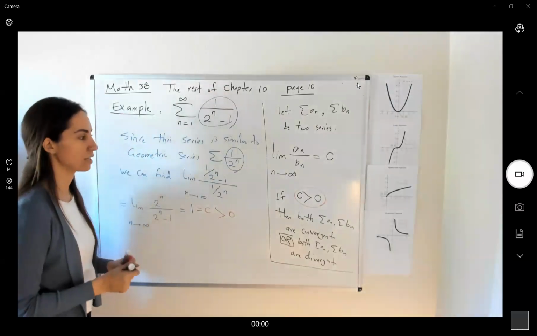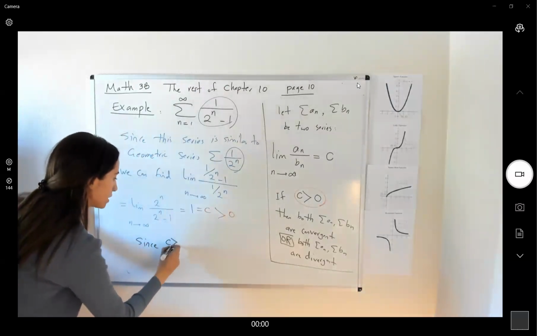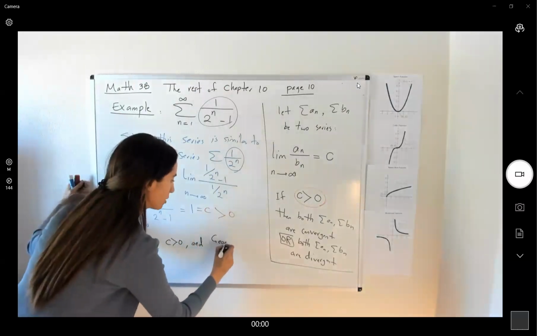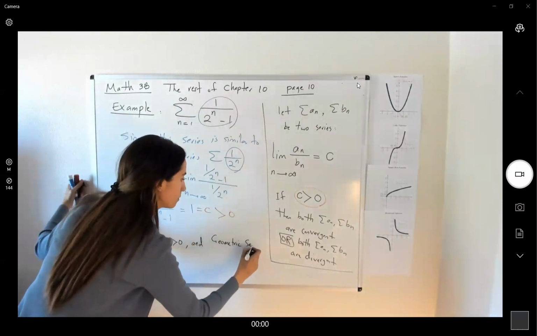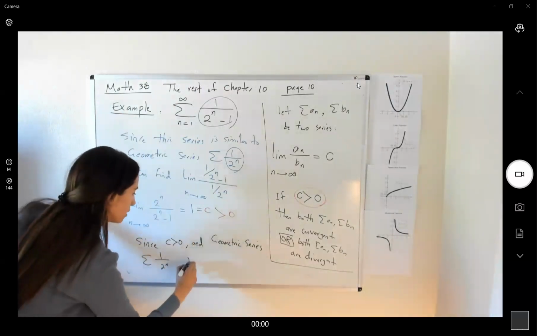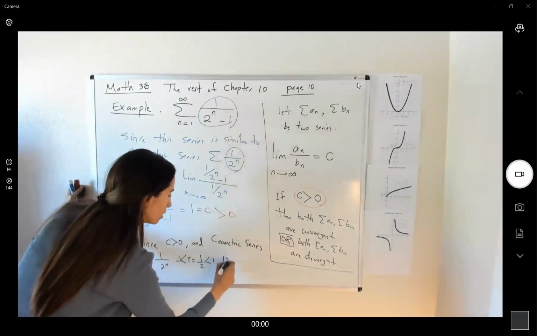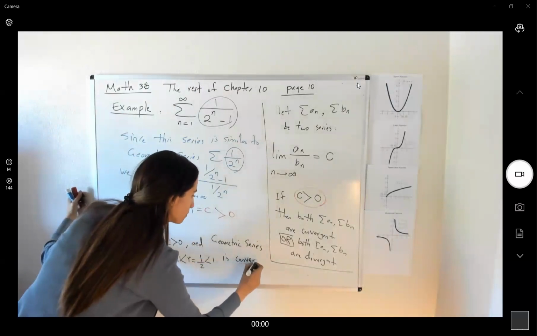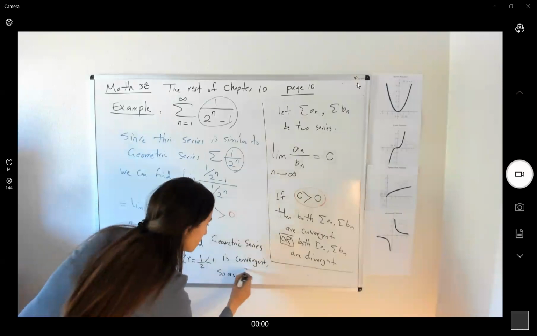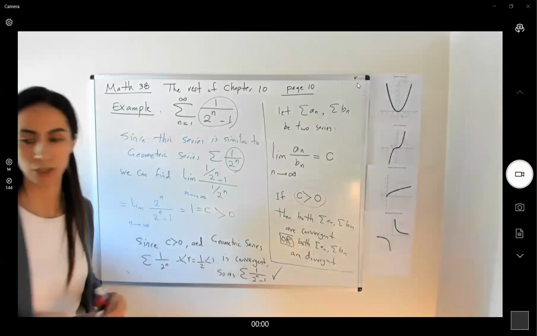Your conclusion is, since C is positive and geometric series 1 over 2 to the n, the ratio is a half, between negative 1 and 1, is convergent, so is series 1 over 2 to the n minus 1.